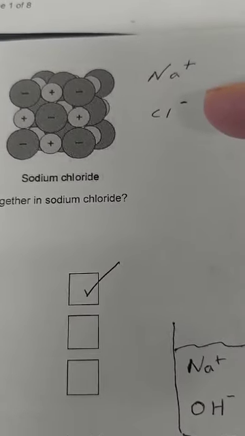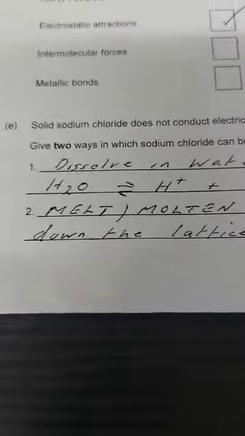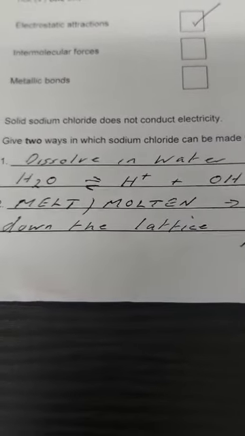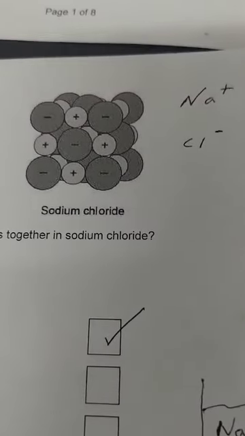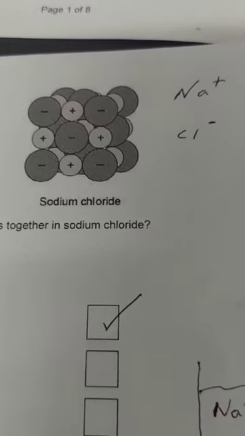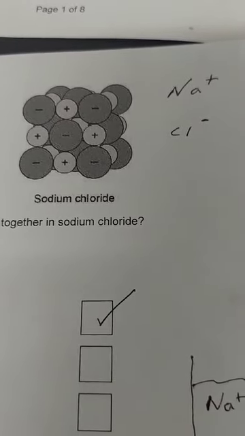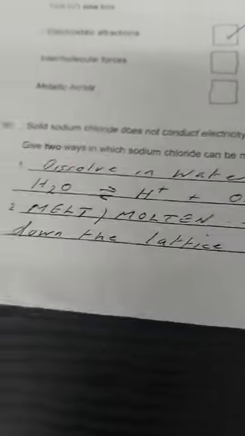Okay? Now, the next part of the question, again, this question gets a little harder as we go along. Solid sodium chloride does not conduct electricity. And if you go back to that diagram, you can see that those ions aren't free to move. The sodium isn't free to move. The chlorine isn't free to move. Okay? Now, there's 2 ways of making it conduct electricity.